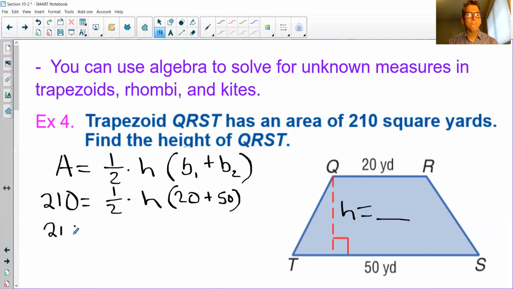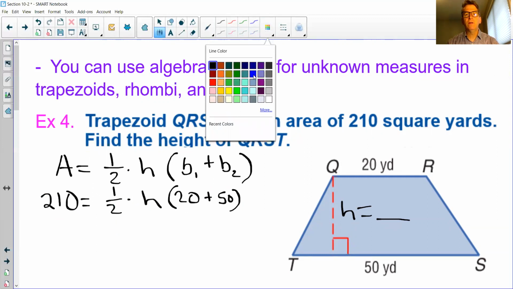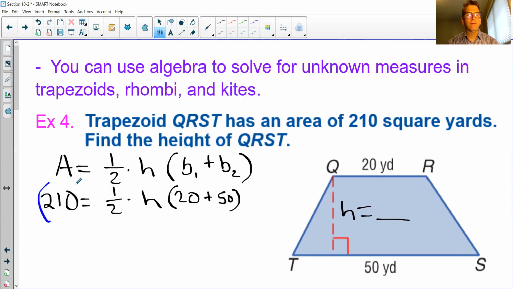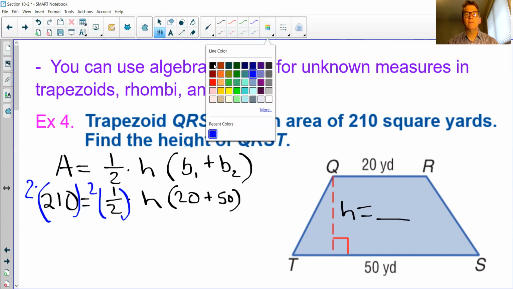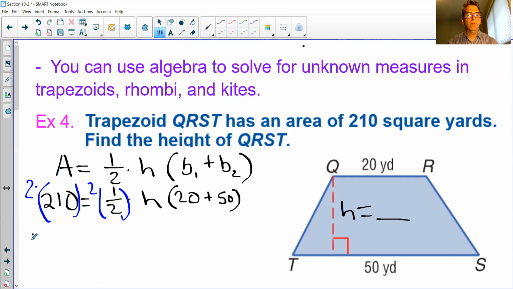210. Let's multiply and get rid of this half. It's always good to get rid of those fractions by looking at the reciprocal of 1/2, which is 2. So we're going to multiply each side by 2 in order to eliminate this. And what that does is it cleans up the problem here.